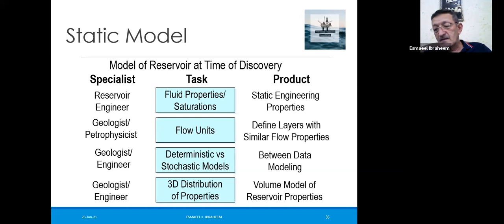They agree whether the model is representative of the reservoir or not, depending on the input data and depending on the deterministic and stochastic model. We have the 3D distribution of properties. Geologists and engineers do the 3D distribution of properties, which results in a volume model of reservoir properties.